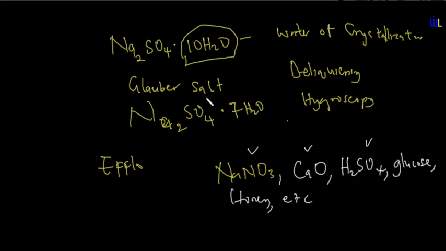Now, for a substance to be efflorescent, it loses water of crystallization, which means it needs to have that water of crystallization. If it does not have that water of crystallization, you cannot say that it is efflorescent. Everybody understands this, right? Yes, sir. Thank you very much.